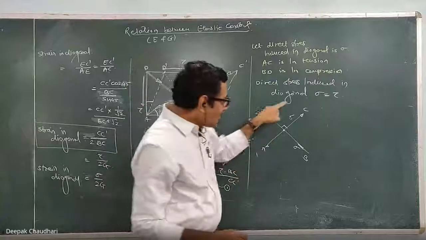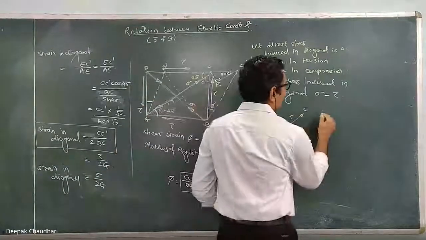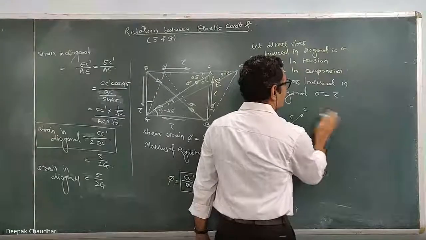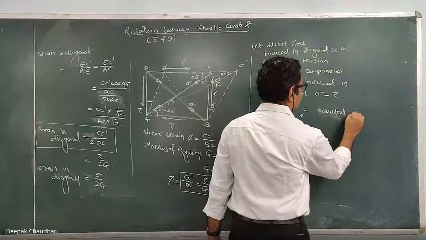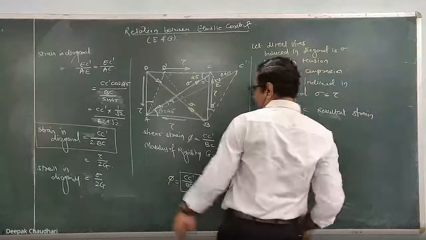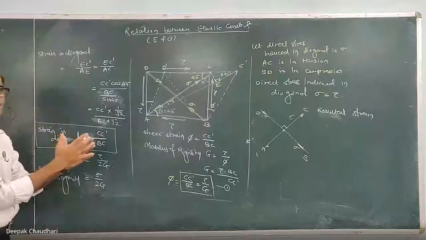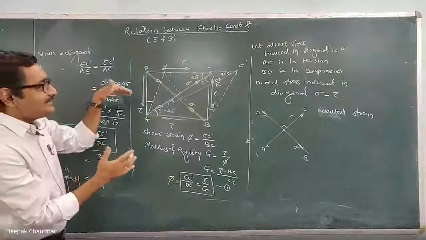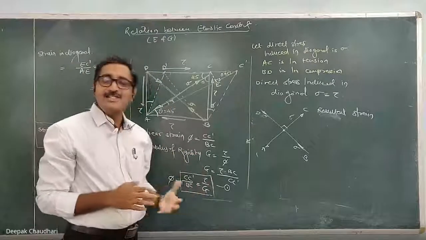Now, because of this direct stress, I have to calculate how much is the strain in diagonal AC, or I am writing it as the resultant strain. Here I have calculated the strain in diagonal because of the shear force or shear stress. And because of the shear stress itself, there is a direct stress induced in the diagonal.